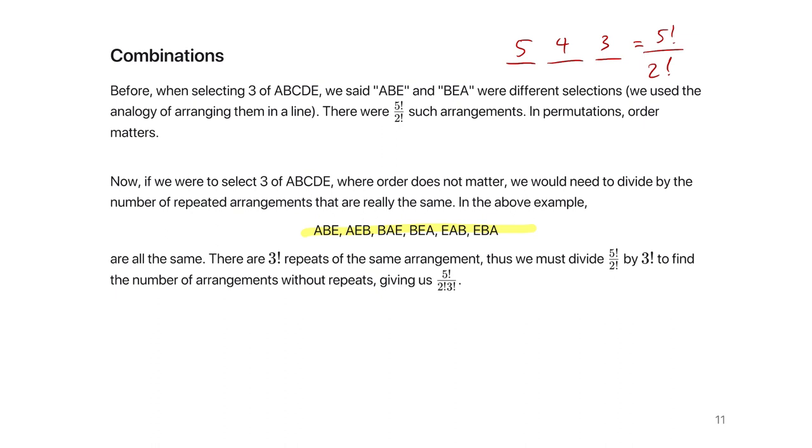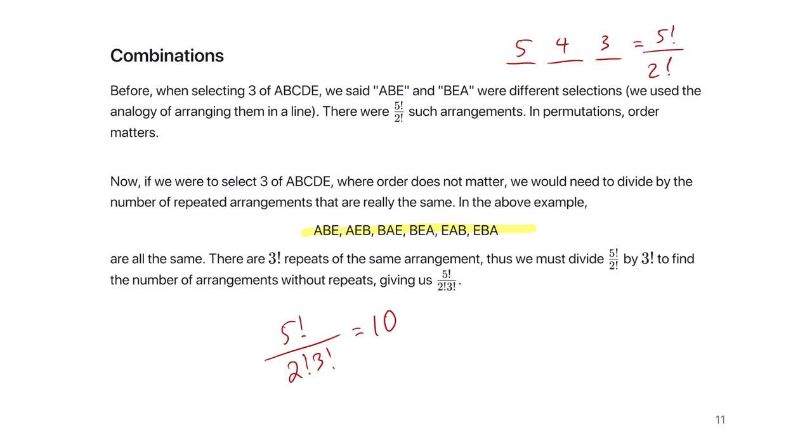It's the same 3 people, and since we don't care about order, we just care about the people themselves, we've overcounted 6 times for every actual unique arrangement. So what we need to do is take our 5 factorial over 2 factorial and divide it again by 3 factorial, because we've counted every case 3 factorial too many times. Is that clear? So now this number, and it happens to be equal to 10, is the number of ways you can select 3 people from a group of 5 where order does not matter. You just care about how many ways you can select the people themselves.